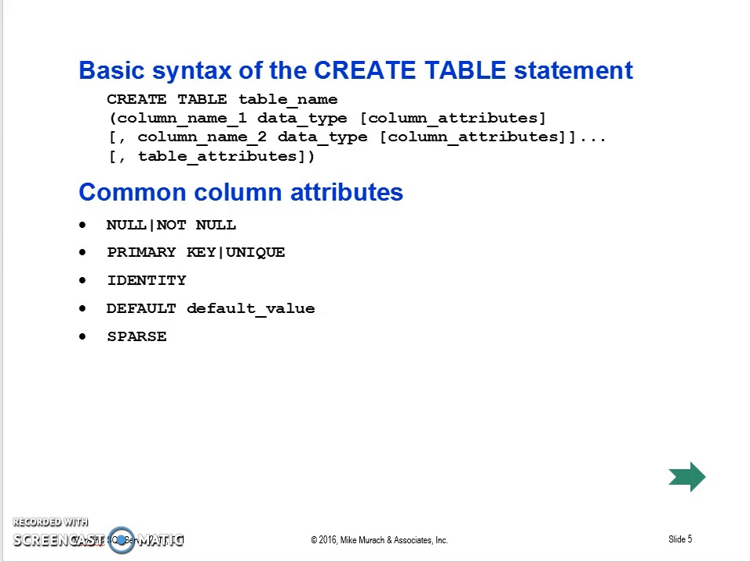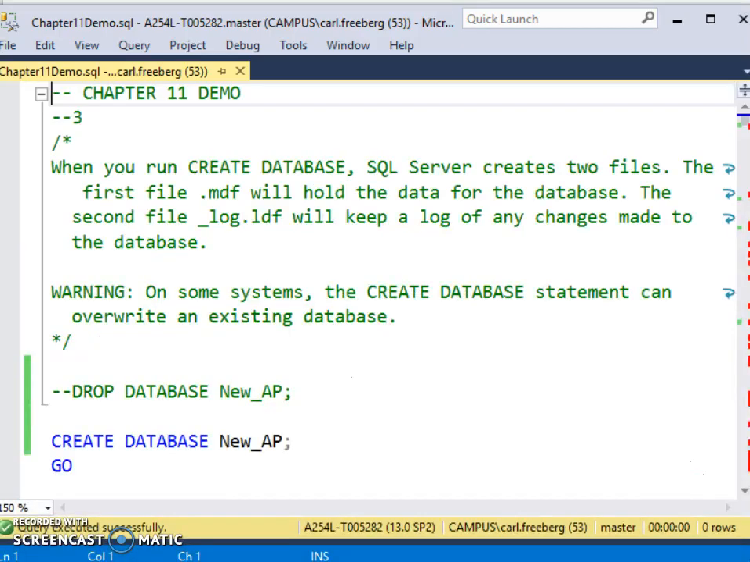Default specifies a default value for a column. This value is used if another value is not specified. And sparse optimizes the storage of null values for a column. It is used if you have a lot of null values in a column. So let's take a look at some examples.